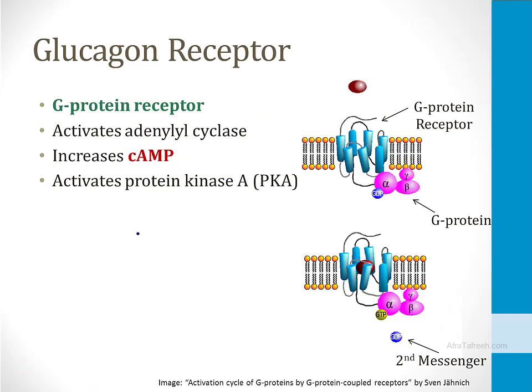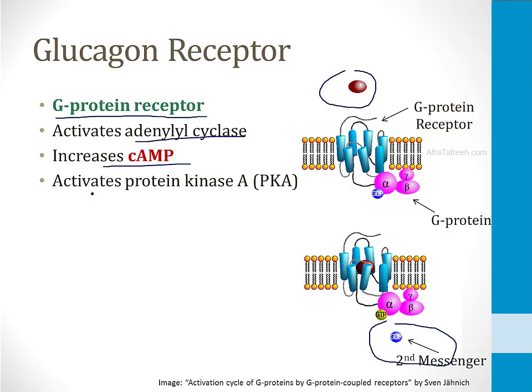The glucagon receptor is very different from the insulin receptor. It is a G protein receptor. When glucagon binds, the receptor activates adenyl cyclase. This increases the amount of cyclic AMP inside of cells, and the cyclic AMP is the second messenger system here that will activate protein kinase A, and that leads to the effects of glucagon on target cells.